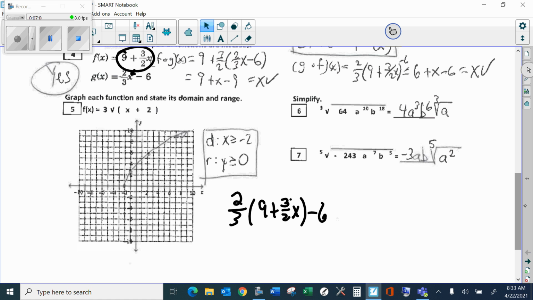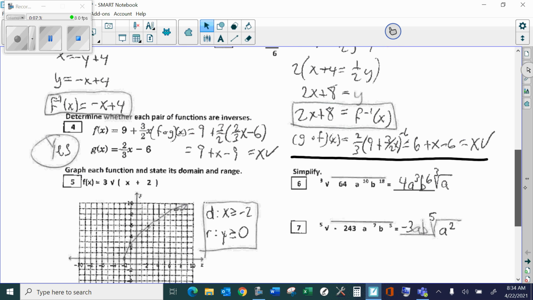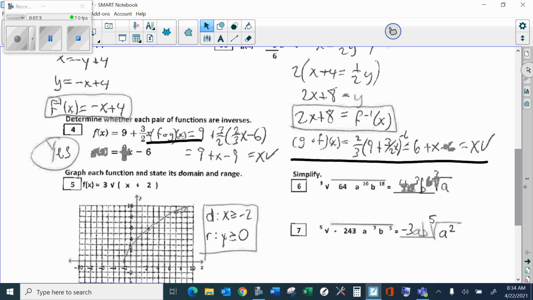So I distribute that. 2/3 of 9 is 6, plus 2/3 and 3/2 cancel, x, and then minus 6. And I can see 6 minus 6 cancels out, and I get x. And so that's a yes, they both come out to be x, so therefore they are inverses. Oh, I see where I did it over here. I did show it. Let's put it over there. So this one was here, and then the g of f of x is over on this side.